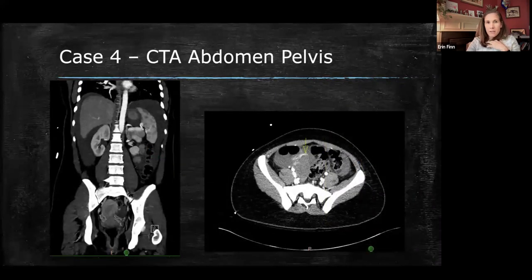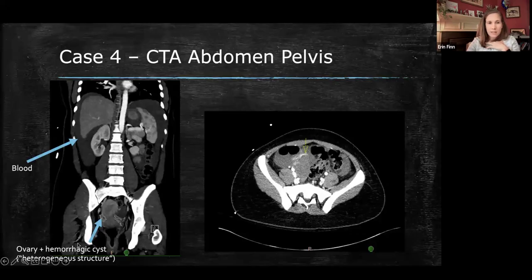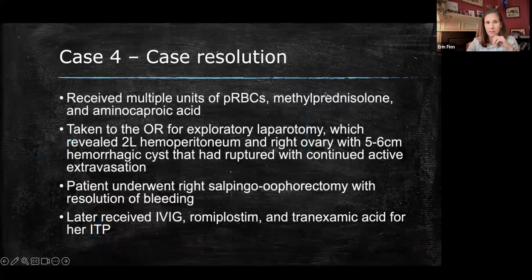So she went and got a CTA of the abdomen, which again showed all that blood. Initially on the CAT scan, they actually weren't sure what this was. So this is called a heterogeneous structure. But it also showed that there was active bleeding from the ovarian artery. So she went emergently to the OR, and they found 2 liters of blood in her belly. And then her right ovary had a 5 to 6 centimeter hemorrhagic cyst that had ruptured. So she underwent a right salpingo-oophorectomy with resolution of the bleeding, and then got a whole bunch of other things for her IVIG, or so for her ITP.